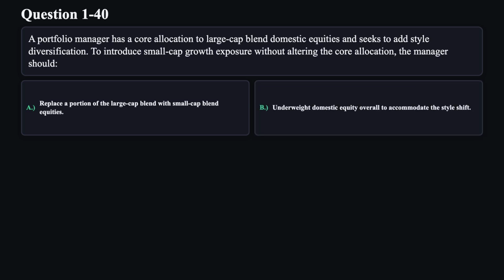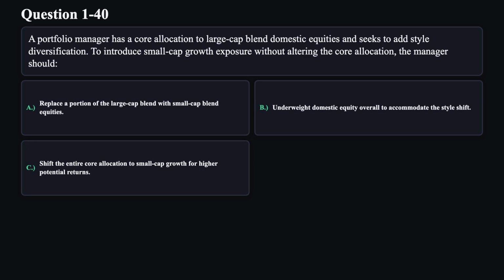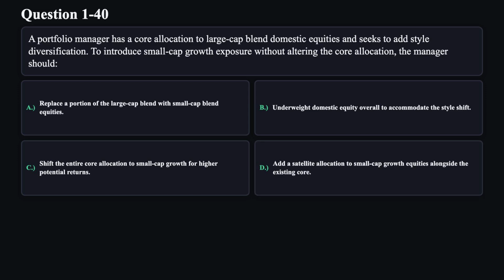B. Underweight domestic equity overall to accommodate the style shift. C. Shift the entire core allocation to small cap growth for higher potential returns. D. Add a satellite allocation to small cap growth equities alongside the existing core.